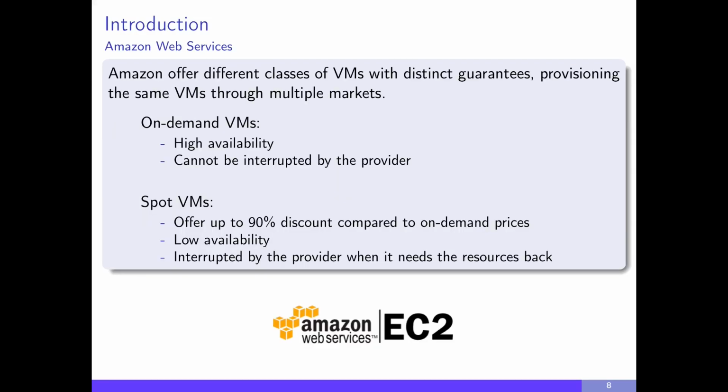Moreover, the providers offer those VMs in different contract models, also called markets. In Amazon, for example, we have two main markets, the on-demand market and the spot market. In the on-demand market, we have VMs with high availability and that cannot be interrupted by the provider. While in the spot market, we have VMs with low availability that can be interrupted by the provider at any time, but those VMs are offered up to 90% discount when we compare it with the on-demand price.